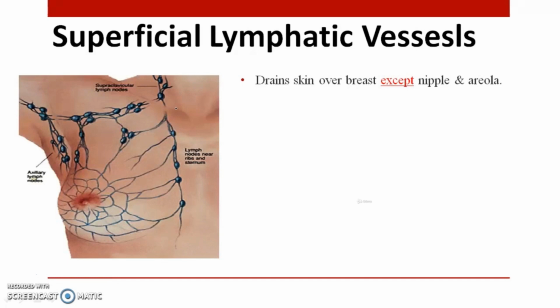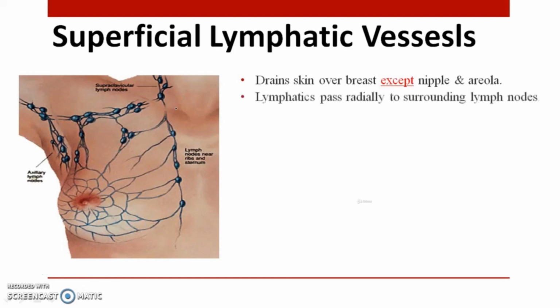So the superficial set, that is including the skin region, is going to get lymphatic drainage in a different way compared to the parenchyma. The parenchyma part of the mammary gland is going to drain the areola and nipple part lymphatic vessels also. This thing you have to keep in your mind. So it is going to drain the skin over the breast except the nipple and areola. And how is it going to drain?